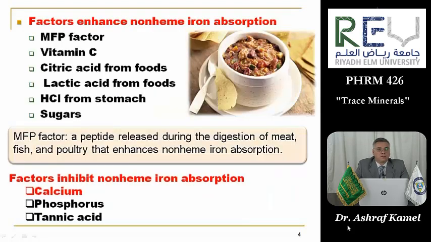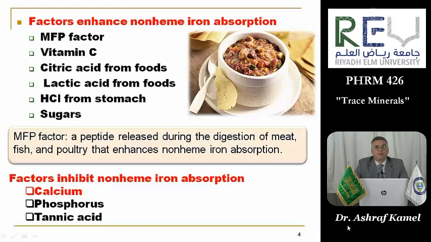Factors that enhance non-heme iron absorption: the MFP factor. This is number one. MFP factor is a peptide released during the digestion of meat, fish, and poultry. And you will notice that MFP is taken from the first letter of the words meat, fish, and poultry. And this MFP factor enhances the non-heme iron absorption.